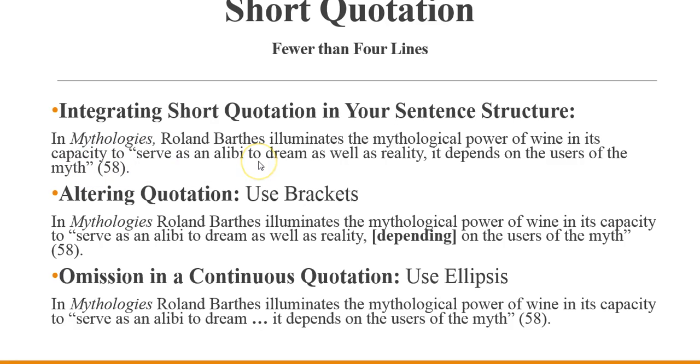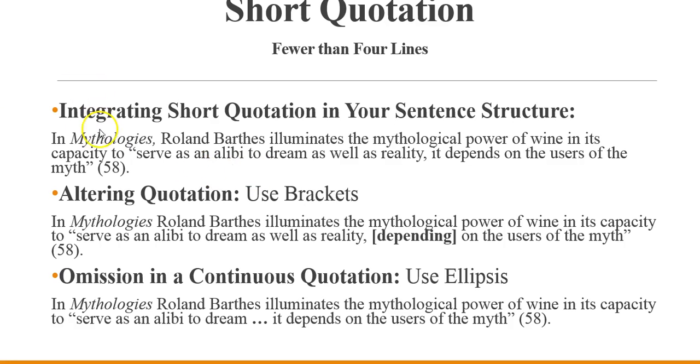Let's see how it seamlessly fits into the writer's sentence structure. The writer's own words are: in Mythologies, Roland Barthes illuminates the mythological power of wine in its capacity to. So the writer's own words end at "to," and the quote picks up from there, but it has to pick up with the same grammatical form that is needed to logically carry out the remaining sentence.